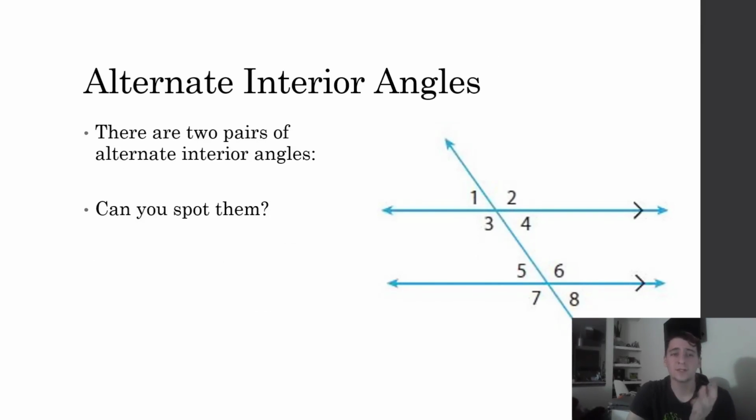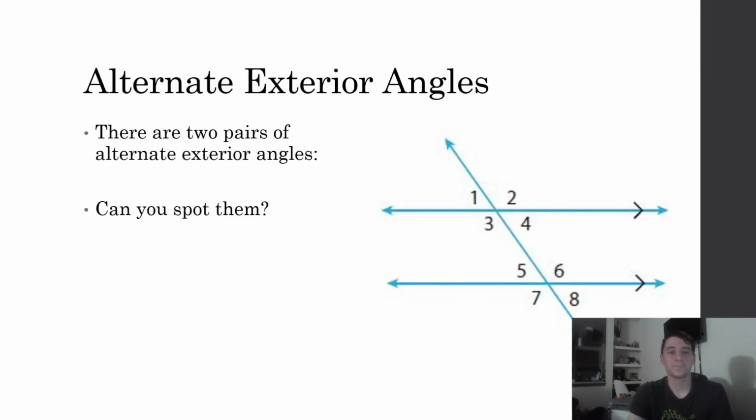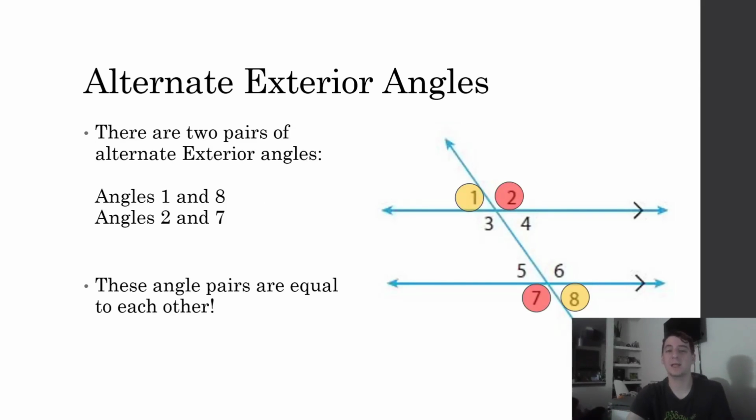There are 2 pairs of alternate interior angles, and there's only 4 angles, so 2 of these are going to be equal. What I said was that they will be on opposite sides of the transversal, so angles 3 and 6, and angles 4 and 5. And then the same thing with exterior angles. There are 2 pairs of these. So which ones would these be? They're on opposite sides, and they're on the outside, and they're equal. So it's angles 1 and 8, and angles 2 and 7.